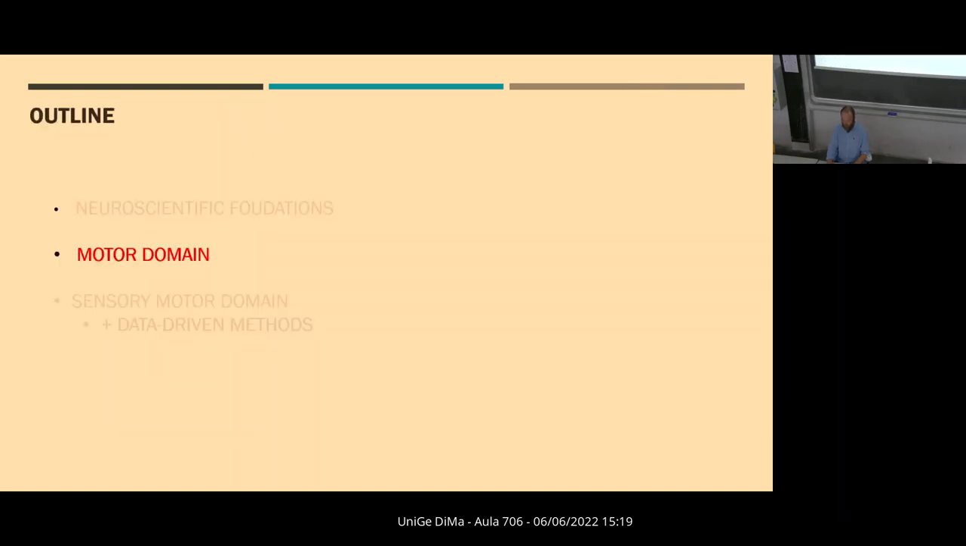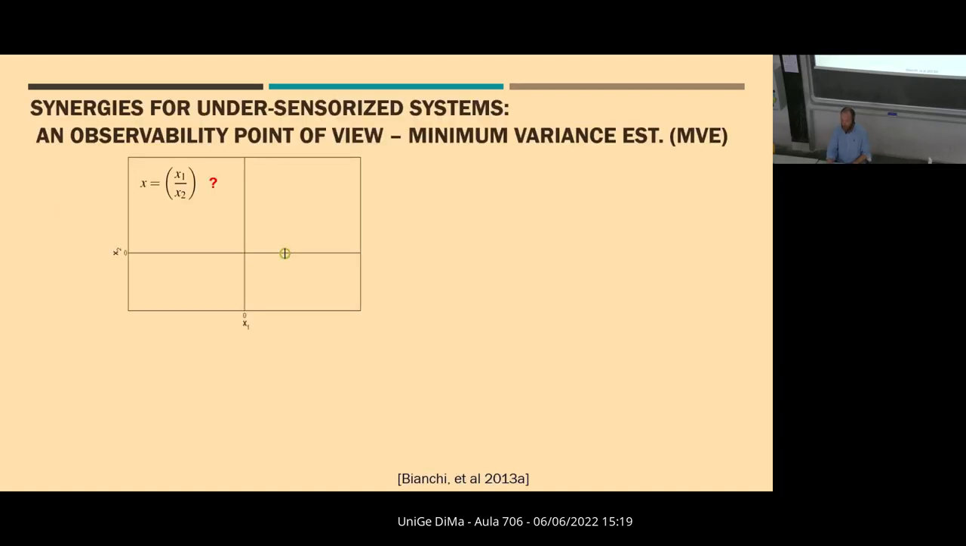But what I would like to stress is some applications in the motor domain. So synergies can be used for designing systems with a reduced number of actuators and control inputs, but what can we do if we want to build a system for sensing humans using a reduced number of sensors? And I will use a simple example.